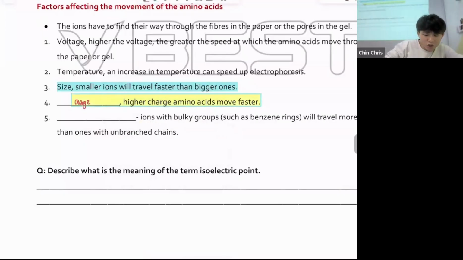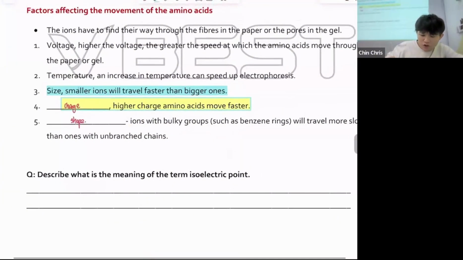The last one is shape. Ions with a bulky group will travel slower.